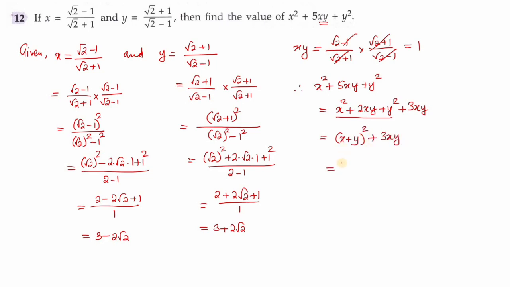So now we can directly put the value. So what is x? X is 3 minus 2 root 2 plus what is y? Y is 3 plus 2 root 2, whole square, plus 3 into xy, which is 1. So you see these two get cancelled. So it is 3 plus 3 is 6. So 6 square plus 3 it is. 6 square is 36 plus 3. So your answer is 39.